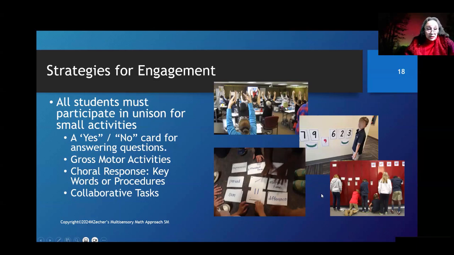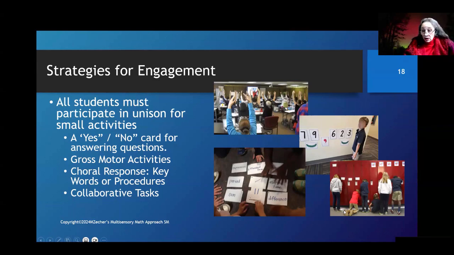Choral response, like keywords for procedures. Things like collaborative tasks. Here we have students, one student leading other students in decoding large numbers, knowing that the tens and ones are often read together as a unit. So we would say 79,623. And this student is leading others in decoding those large numbers. Collaborative tasks like working together.